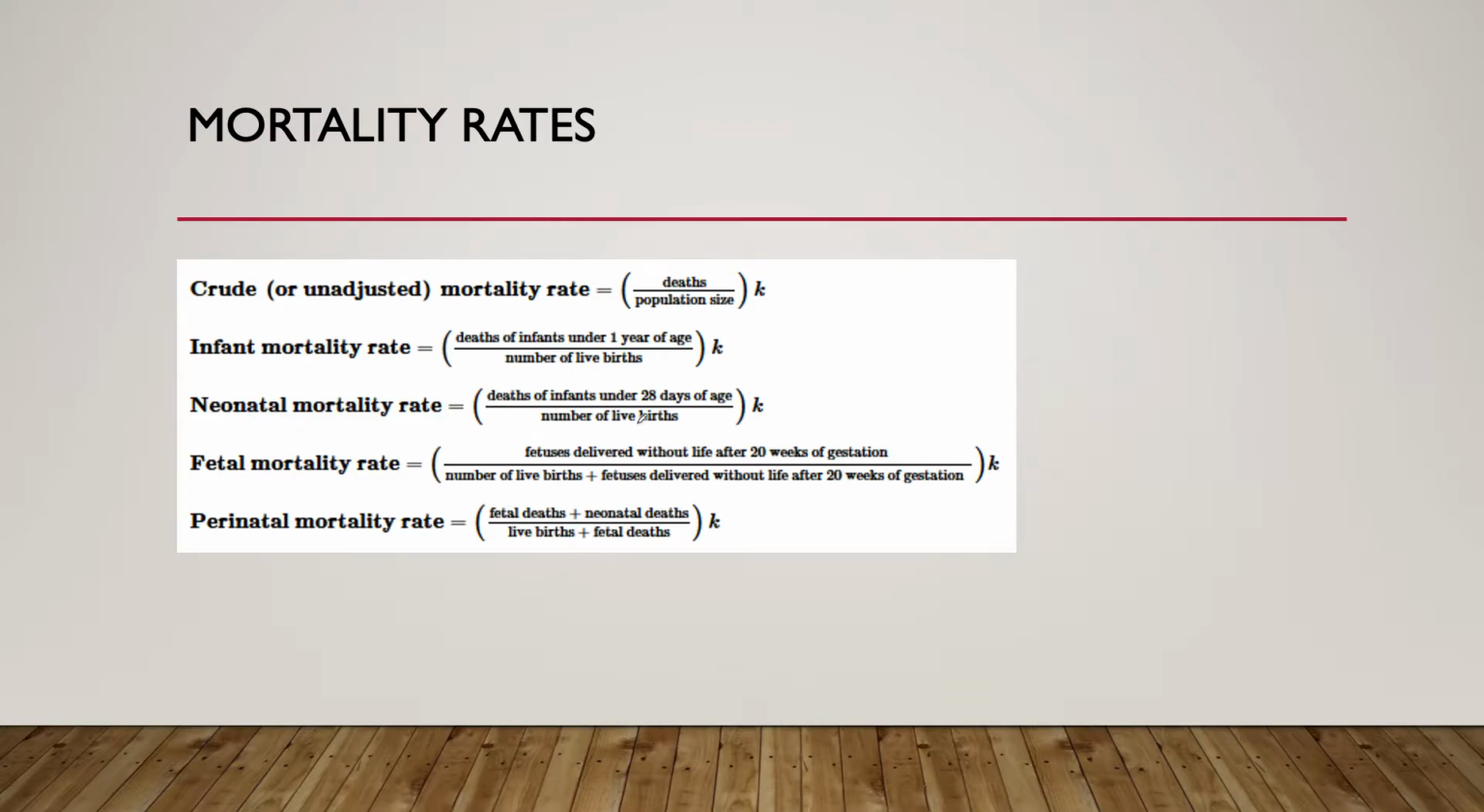The neonatal mortality rate is deaths of infants under 28 days of age, divided by the number of live births times that constant K. The fetal mortality rate is the number of fetuses delivered without life after 20 weeks of gestation, divided by the number of live births plus the fetuses delivered without life after 20 weeks of gestation, times the constant K. And then perinatal mortality rate is the number of fetal deaths plus neonatal deaths divided by live births plus fetal deaths times the constant K.